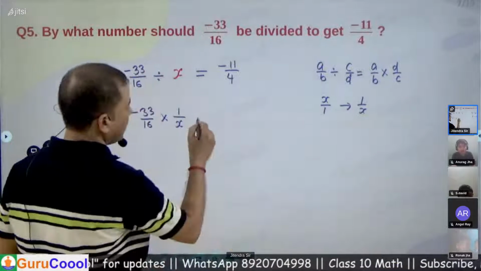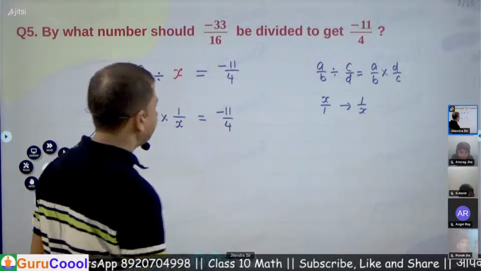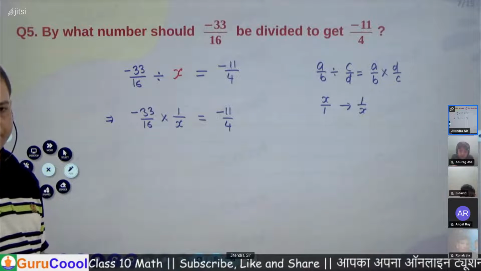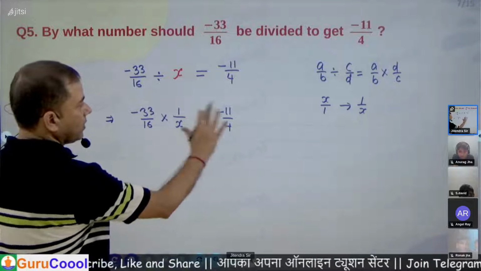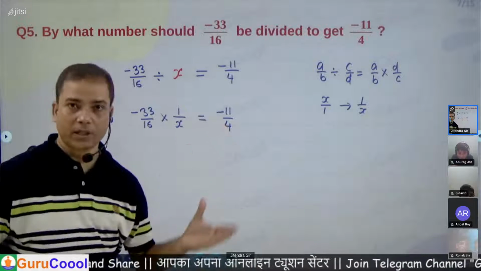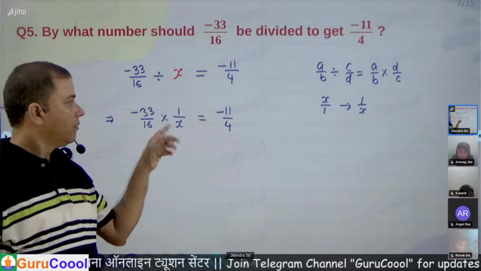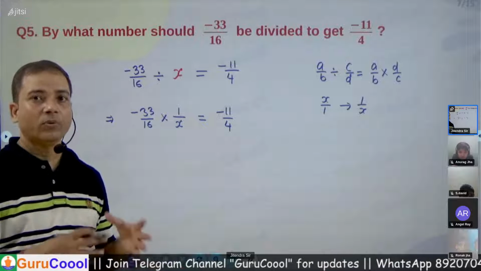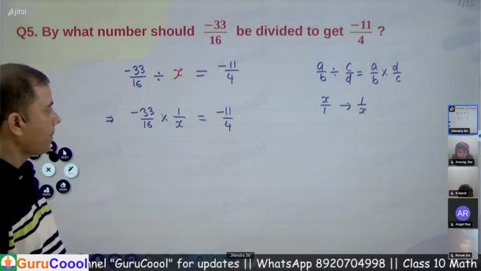And then it is equal to minus 11 by 4. Minus 11 by 4. Now we have to solve this equation. Now this is an equation, right? We have set up an equation. We have to solve it for x. We have to calculate the value of x. How to calculate?